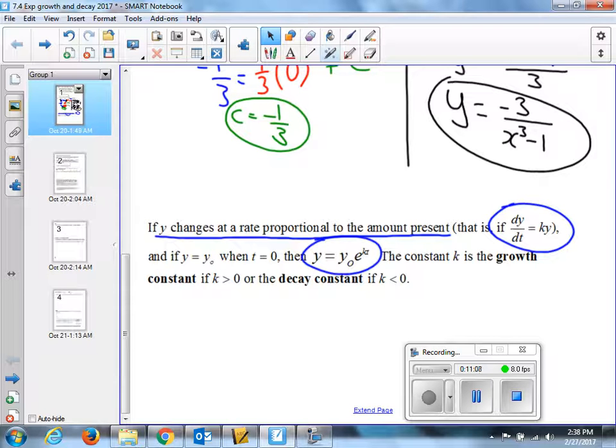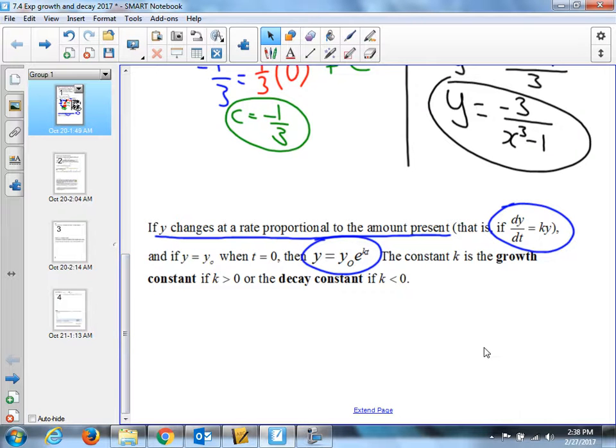The constant k is called the growth constant if k is greater than 0, so 3, 2, whatever. Or the decay constant if k is less than 0. Not negative, though. We don't tend to. We're talking like between 0 and, did I say less than 0? Yeah, negative. Sorry, my mistake. I was thinking of a different thing. Yes, when it's negative. Okay, my mistake.